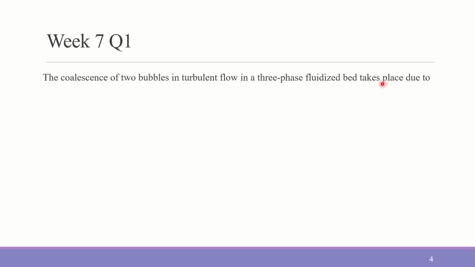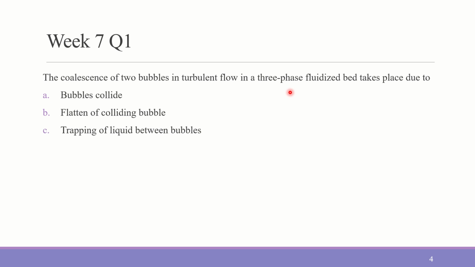So the first question is about coalescence of two bubbles in a turbulent flow in a three-phase fluidized bed takes place due to. So why does coalescence take place? Option A, bubbles collide. Option B, flattening of colliding bubble. Option C, trapping of liquid between bubbles. Option D, all of these. Here it is given, it is a three-phase fluidized bed. So why do bubbles coalesce? There are plenty of bubbles. We have seen that bubbles coalesce and they grow in size like that. So why does that happen?